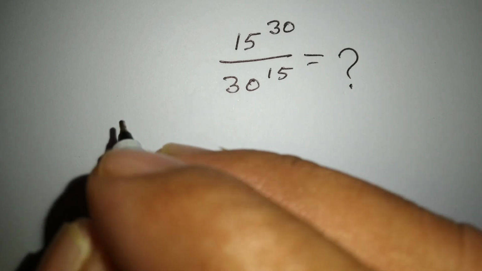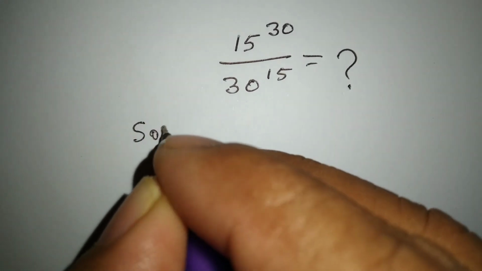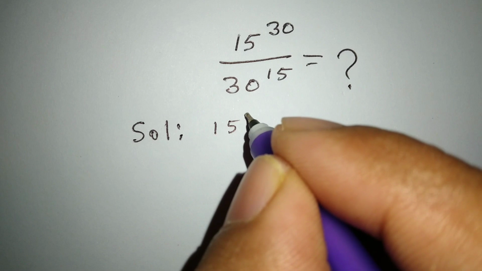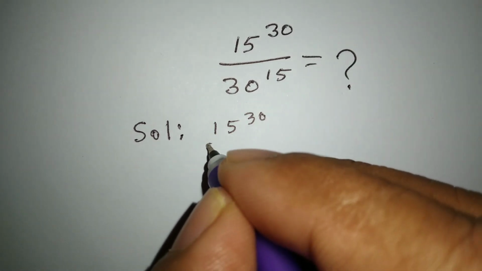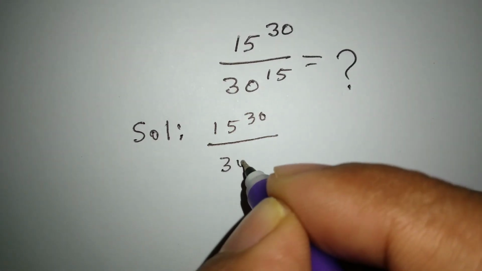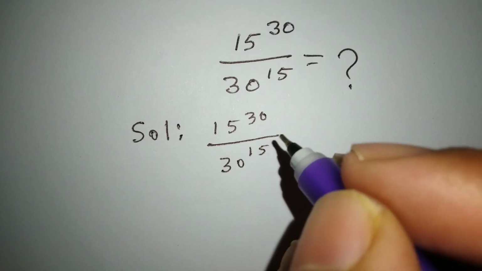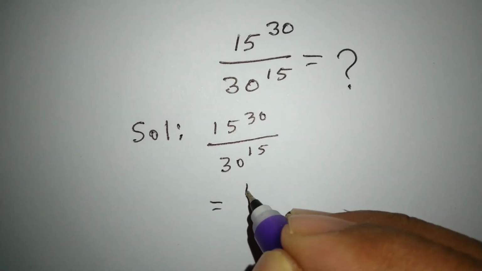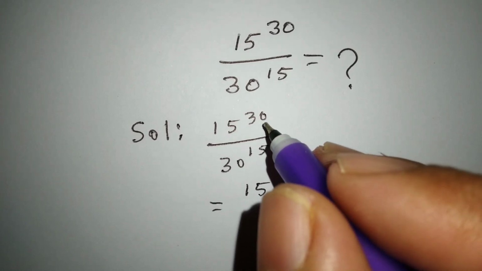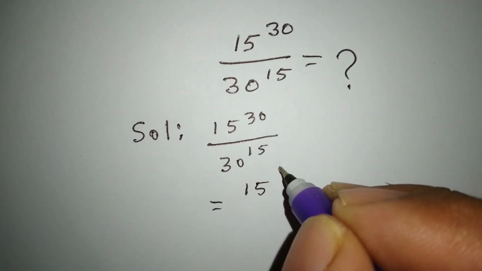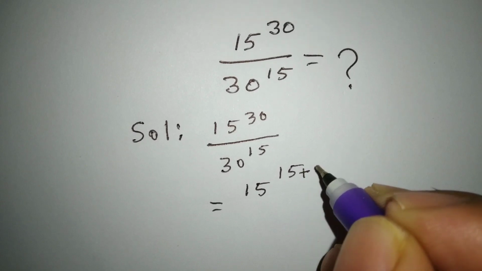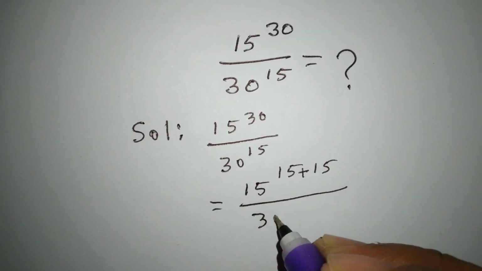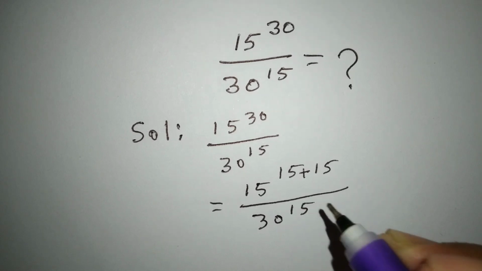At first we can write the solution. 15 to the power 30 divided by 30 to the power 15 is equal to 15 to the power, this 30 is 15 plus 15, divided by 30 to the power 15.